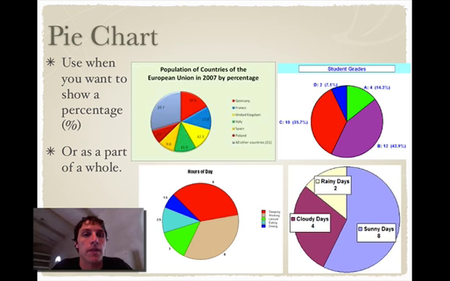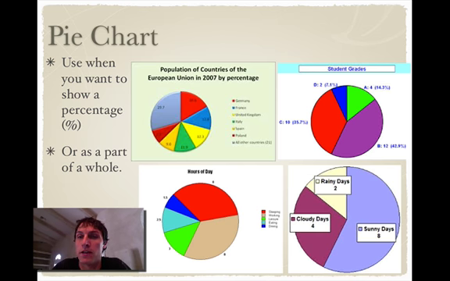Pie chart. A pie chart is used when you want to show a percentage, or when you want to show a part as a whole. And so the best way to see this is we'll just look at these examples. Okay, so the first graph in the upper left-hand corner is population of countries of the European Union in 2007. Okay, and then the categories are all the different countries, and you can see what percentage they made up of the European Union in 2007. Okay, so that's 100% of the population, and then what percentage each country.